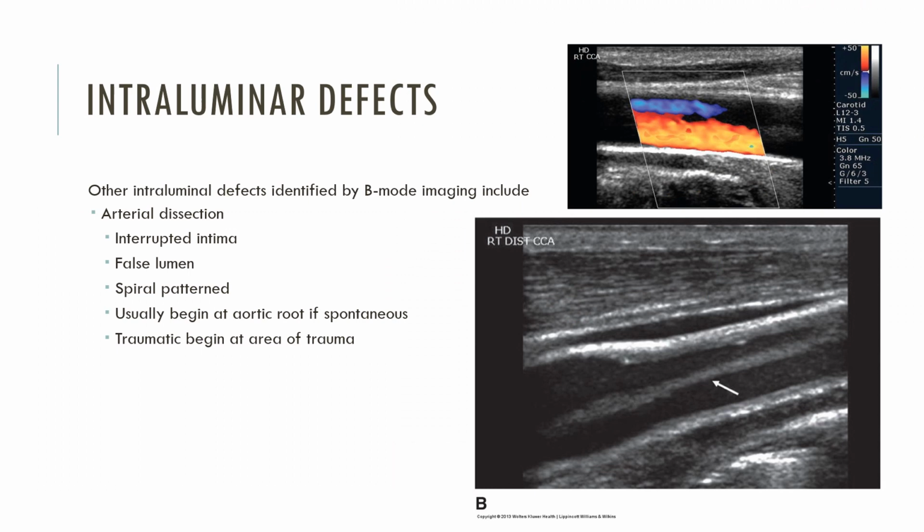Other interluminal defects besides just our plaque. And I don't want to say just plaque because it's a serious issue, but that's all we typically think about when we're thinking about carotids, but other things can happen. One of the most significant problems can be a dissection.